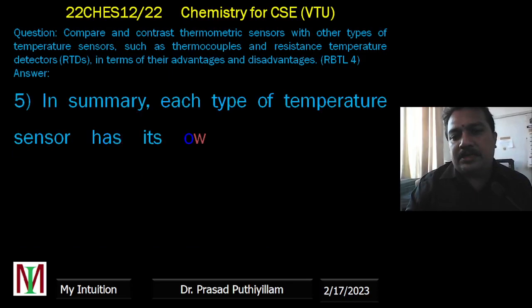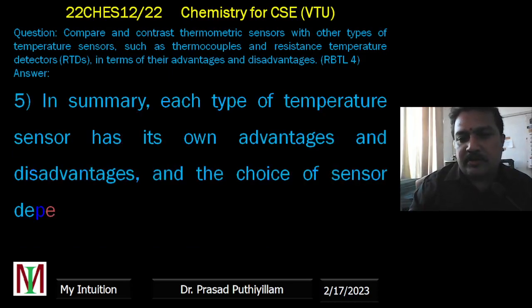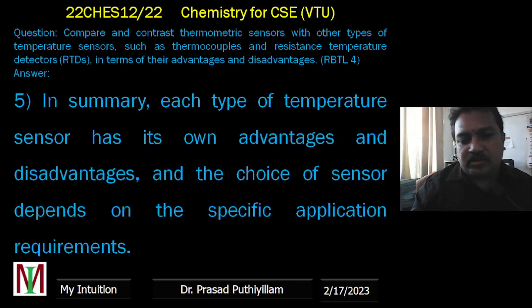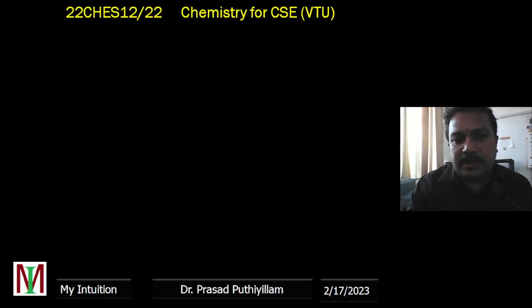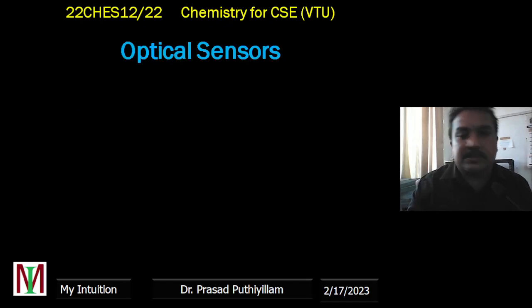In summary, each type of temperature sensor has its own advantages and disadvantages, and the choice of sensor depends upon the application requirement, whether it is a lower temperature accurate temperature measurement, or a medium temperature accurate measurement, or very high temperature. Based on the application requirement, we have to use all the three different thermometric sensors. The last topic, optical sensors.